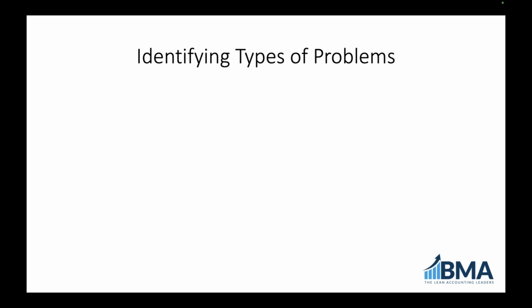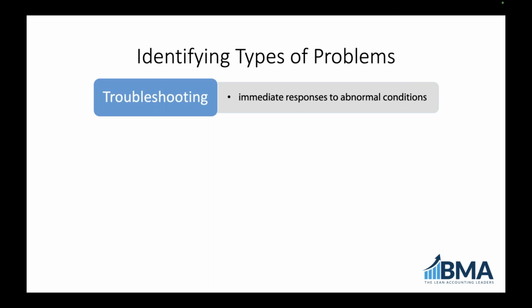And there's a good book called, I'm looking at it here, 4 Types of Problems by Art Smalley. It's really good because it's not highly technical, but it gives people an idea that all problems are not created equal. So one type of problem is troubleshooting. This is how do we respond during our workday to abnormal conditions? What's the response when something goes wrong as we're working?